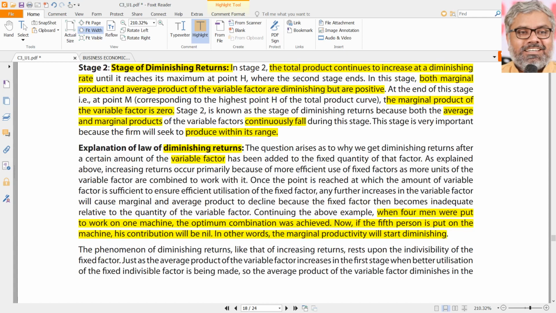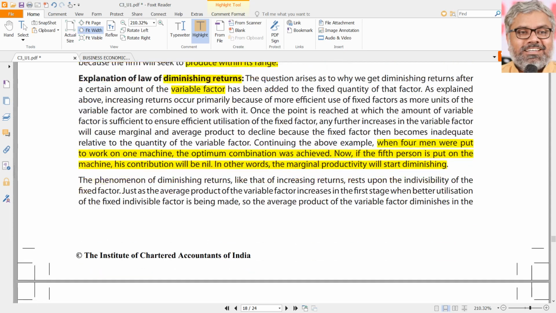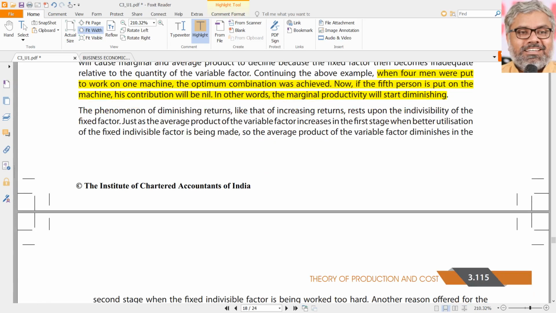So when an additional input of variable factor happens, rather than adding to the output, the additional output will not be more, it will be less. So the marginal product will be less. Even average product also becomes less in this case of stage 2, where the diminishing returns will appear. Okay, so that is one of the points here.